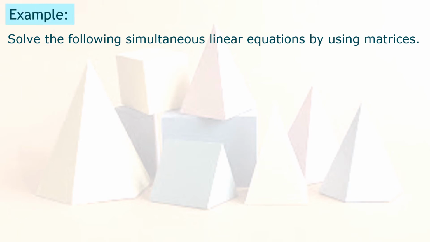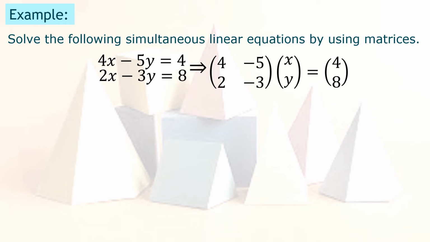So let us have an example. Let us solve the following simultaneous linear equations by using matrices. Given that we have 4x - 5y = 4 and 2x - 3y = 8, first we are going to convert it to matrix form. So we have [4 -5; 2 -3] times [x; y] = [4; 8].